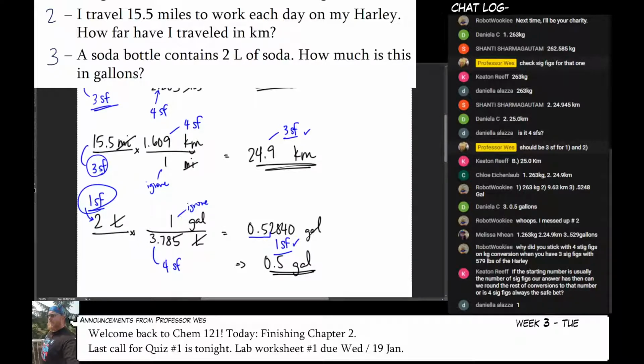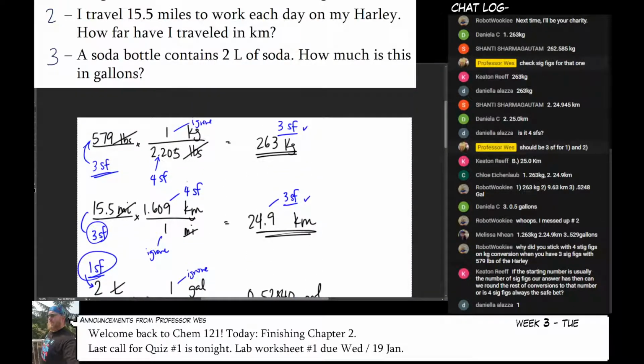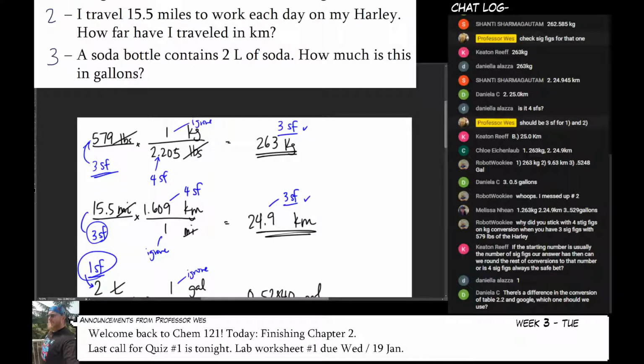So up here, even though I had 4 sig figs on my calculation for the first problem, it's not going to really matter when I round to 3 sig figs. So if you want to see that in action, what you can do is you could just cross this out and turn this into a 1 and say, well, I'm going to do the problem again. 579 divided by 2.21. And when you do the problem, you get 262 as your answer.